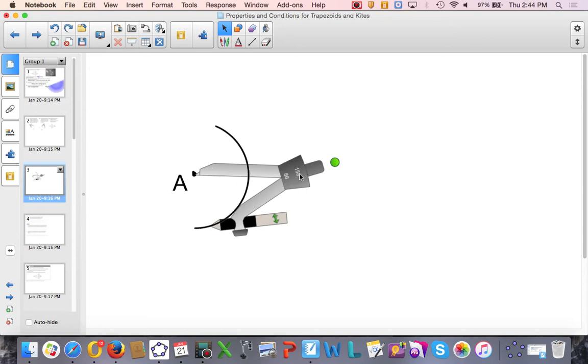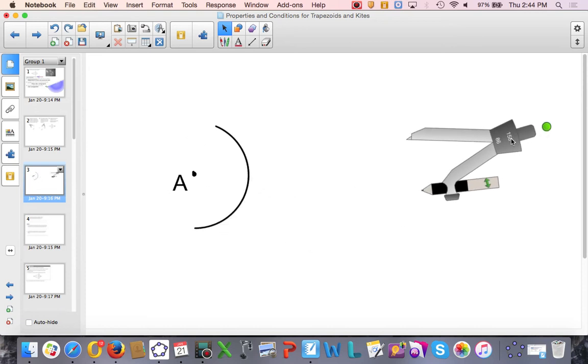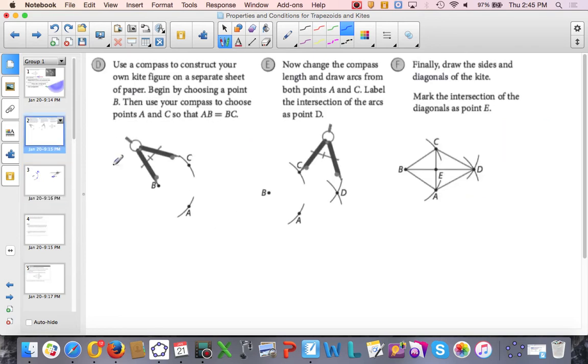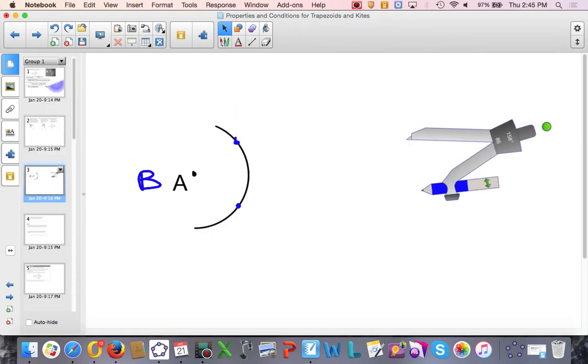Whoops, that did not do what I wanted it to do. This is what I wanted to move. All right, so if I pick any 2 points on this arc, they will be equidistant from point A. So let's say this and this. So now I'm going to call those points, well, what did they say to call them? Oh, I'm all kinds of labeling wrong. So this is B and this is A. And this point here is C.